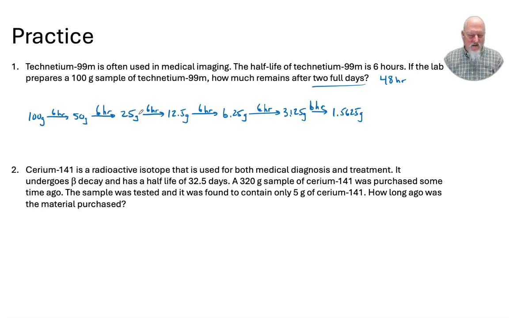I'm obviously neglecting significant figures, but I just want to show you the whole process. So 6, that's 24, plus another 12 is 36. So we have 2 more of these to do. After 6 more hours, I have 0.78125 grams of the technetium-99m left, and 1 more, and that'll give us 2 full days, 48 hours. 0.390625.